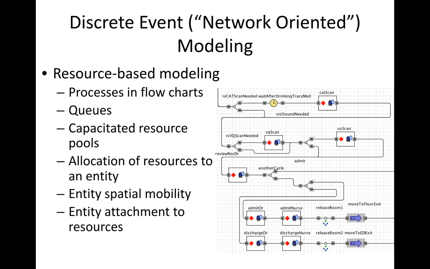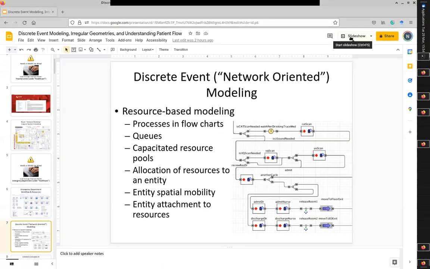First, you want flowcharts, and you have queues where resources are not available. Those pools of resources are of defined size, and entities seize, that is, have allocated to them, resources and release them. Where resources are not available, there are queues. Entities move around in space, and so do resources. Entities can attach to resources and move with them within space. And we have this defined way of building up a visual depiction. So that's all we're going to discuss right now for discrete event simulation.